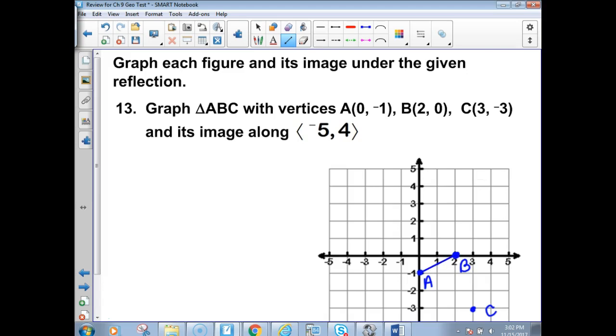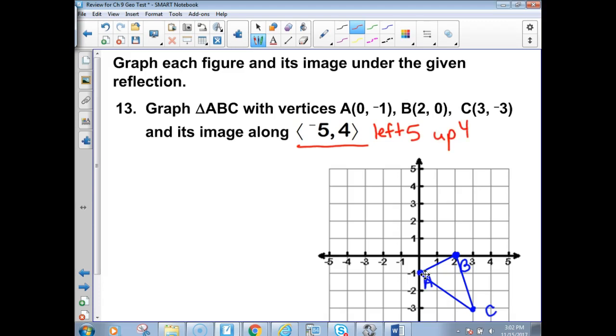I'm going to draw my little triangle. Okay, and then it says graph under the given reflection. This is not a reflection. This says to do the vector negative 5, 4. What does that mean? Okay, so move your points left 5 and up 4. So you do all that at once. We're going to go 1, 2, 3, 4, 5, and up 1, 2, 3, 4.